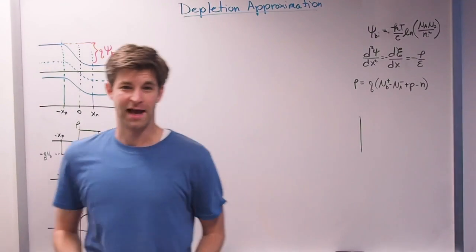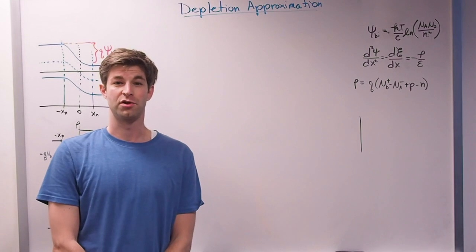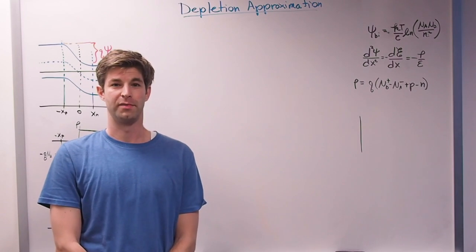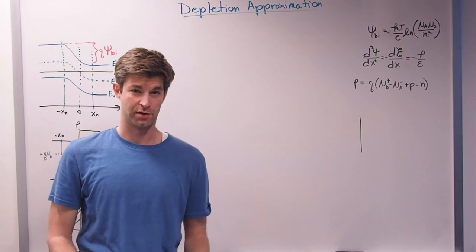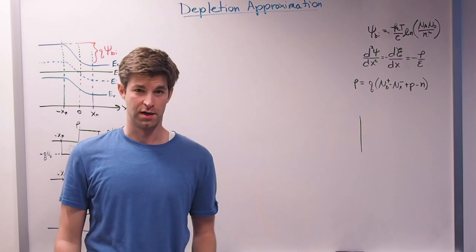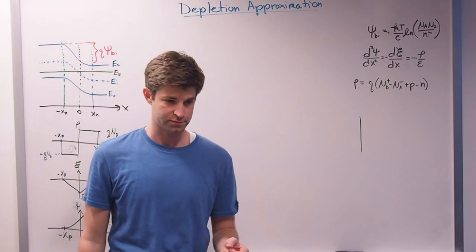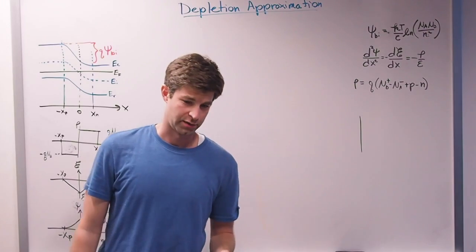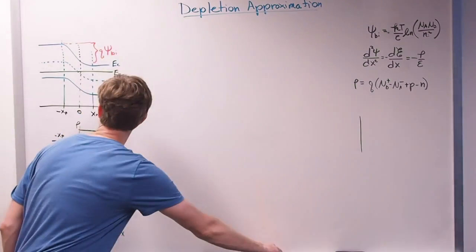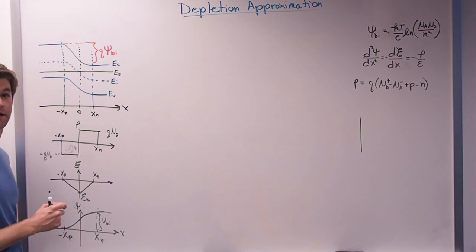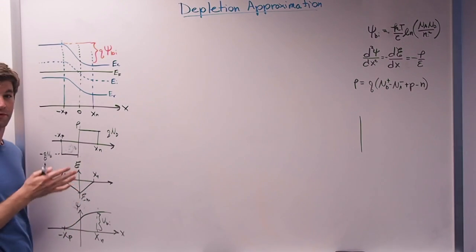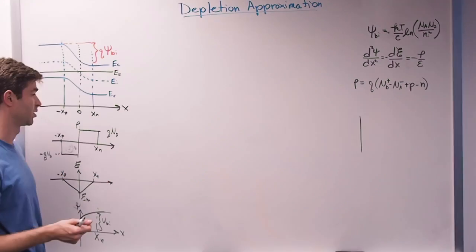Alright guys, welcome back. Today we're going to discuss the depletion approximation, and we're going to begin to derive some equations that are standard for any equilibrium pn-junction. So this is what we determined last time. We talked about the band diagram, energy as a function of x in the semiconductor of the pn-junction.